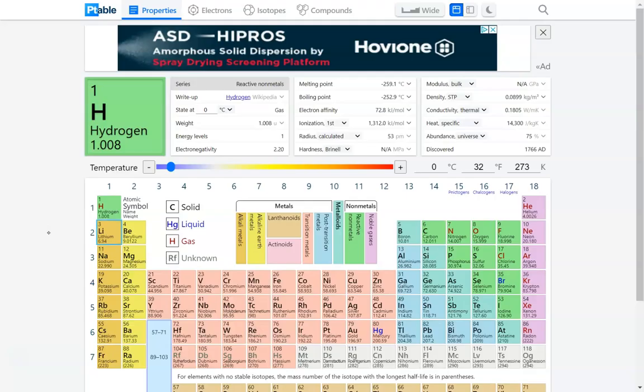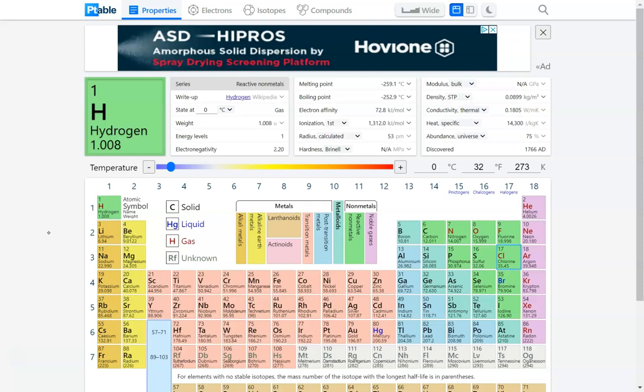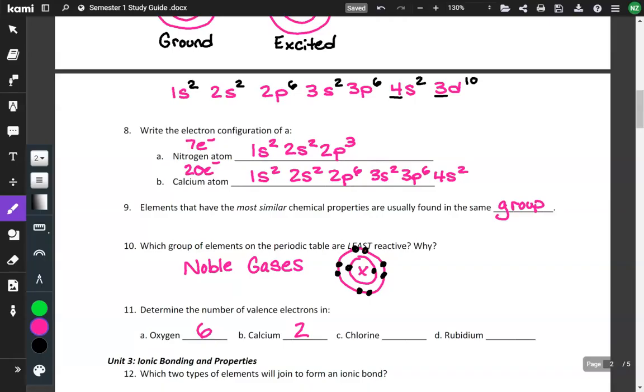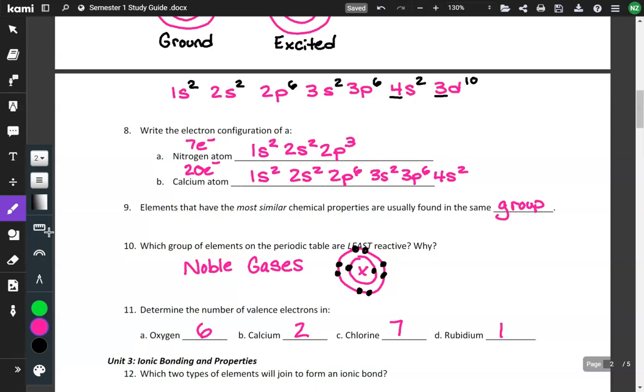Calcium is in right here, and it is in the second group, so it's going to have 2 valence electrons. Chlorine is in group 7. It's going to have 7 valence electrons. And then rubidium, Rb, is right here. It's in the first group. It is going to have 1 valence electron. Sorry, not row, group.